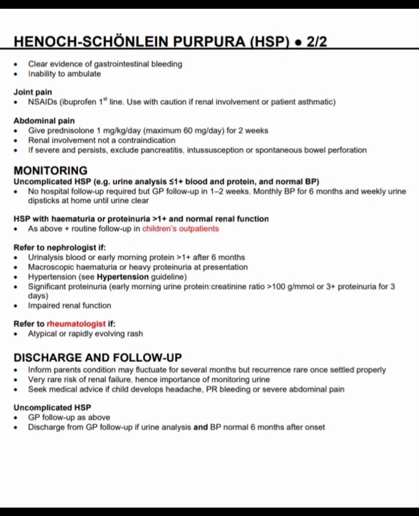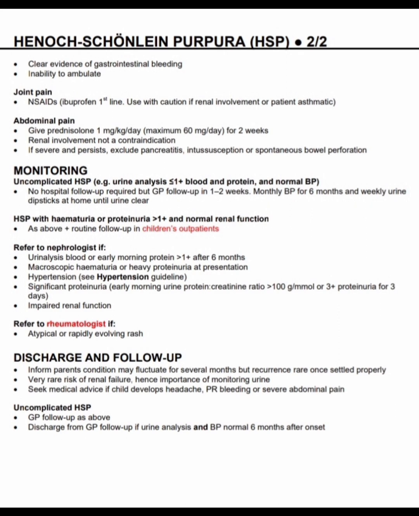Now, in an HSP patient, we refer to the nephrologist if: urinalysis blood or early morning protein is more than 1 plus after 6 months; macroscopic hematuria or heavy proteinuria at presentation; hypertension; significant proteinuria, early morning urine protein creatinine ratio more than 100 mg per mmol, or 3 plus proteinuria for 3 days; impaired renal function. Refer to the rheumatologist if the rash is atypical or rapidly evolving.